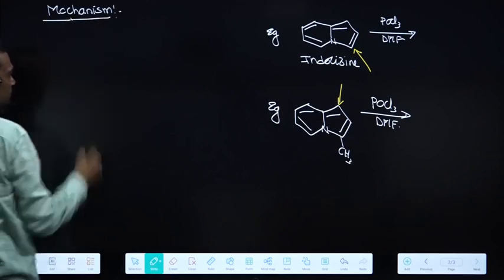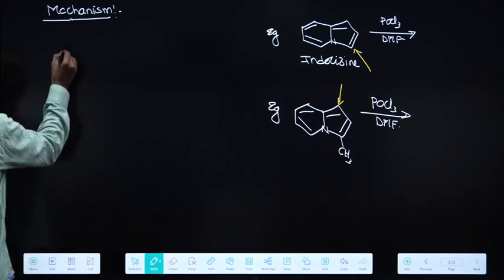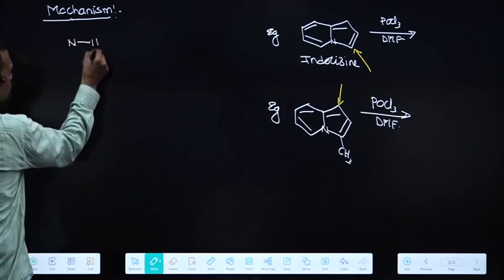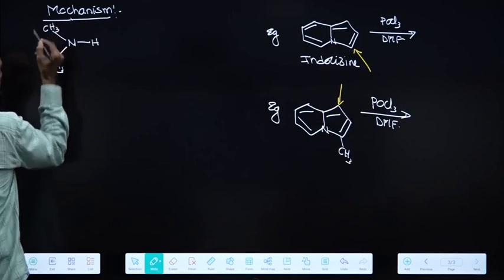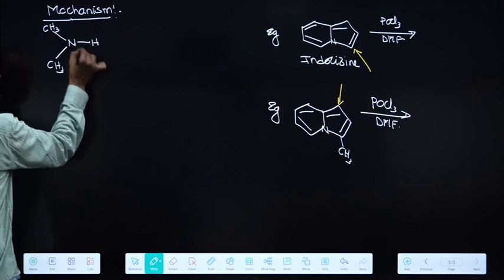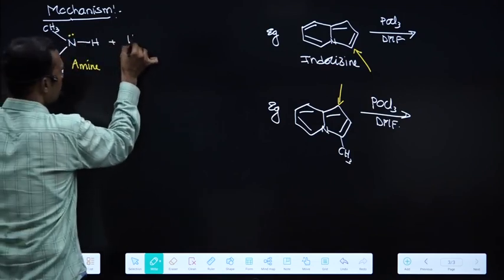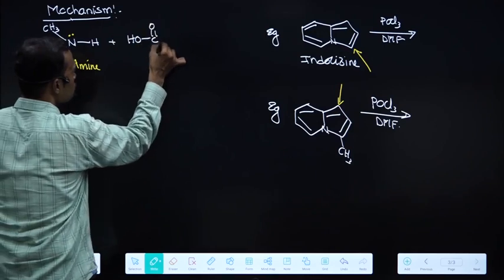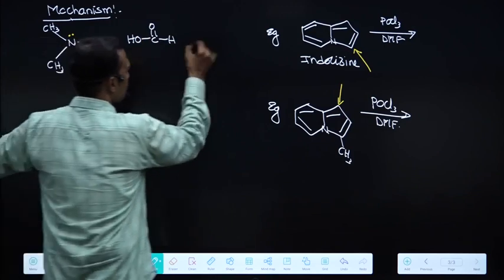Mechanism of this reaction. So here I am saying nitrogen attached to methyl. Is it an amine or an amide? Amine. Having how many lone pairs of electrons? One lone pair of electrons. It is going to combine with a carboxylic acid. So what is the name of this carboxylic acid? Formic acid.